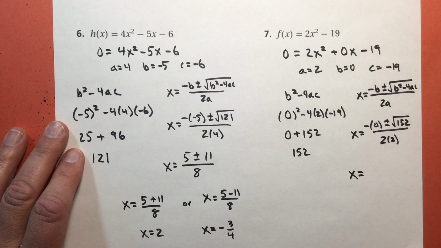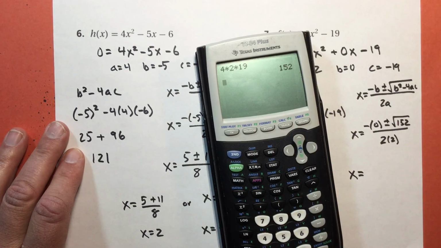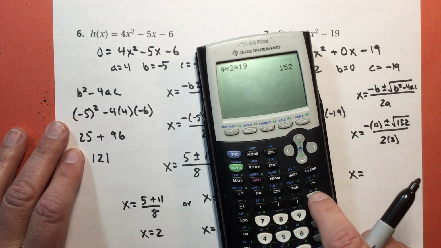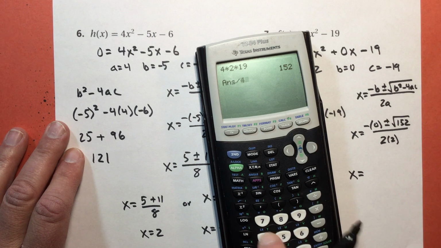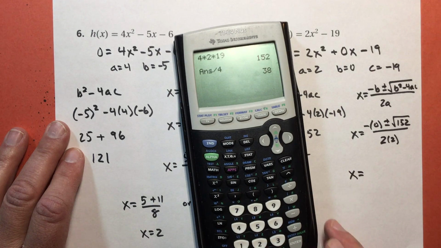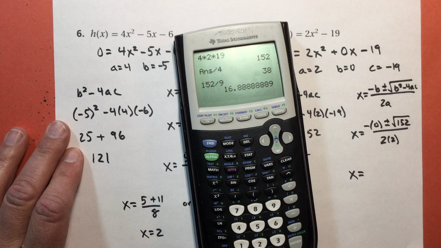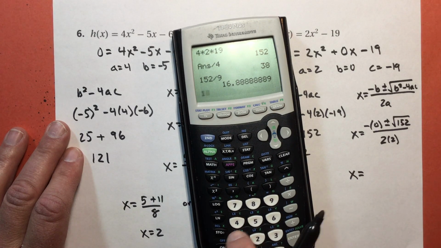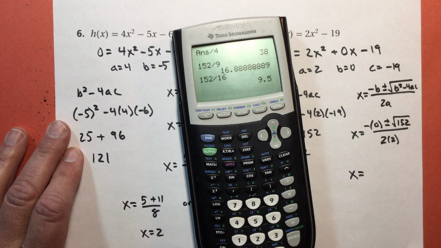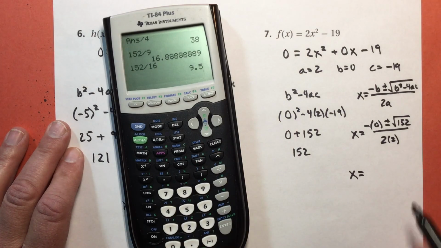All right, let's think about this. Let's take 152 and divide it by 4. Aha, that's 38. That's good. 152 divided by 9, that's not going to work out. 152 divided by 16, that's not going to work. And I know 152 divided by 25 is not going to work, so it's going to be 4 times 38.